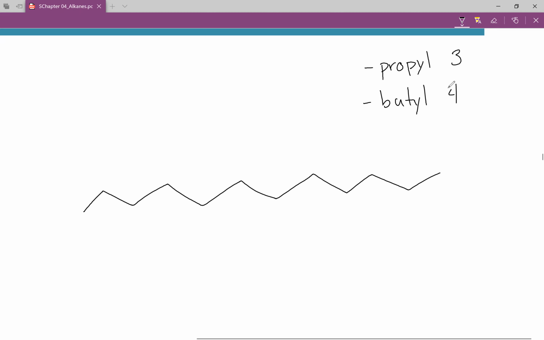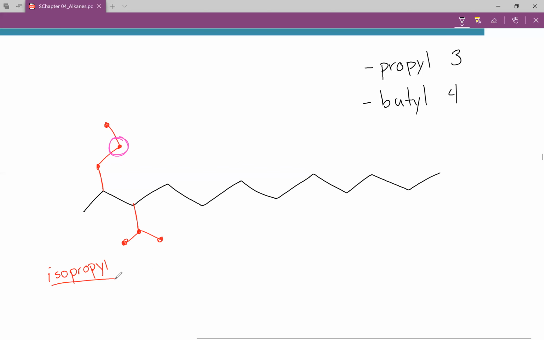So if I have just a regular propyl group, then I would have 1, 2, 3 carbons right here, okay? But a special type of propyl group called isopropyl will have the carbon that's attached to the parent chain be this second carbon right here. So isopropyl would look like this. It's still made up of 3 carbons. It's just attached in a different place. So it's sort of an isomer of a propyl group. So we call it isopropyl.